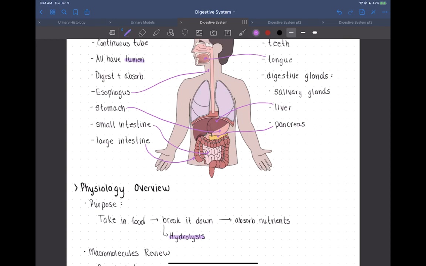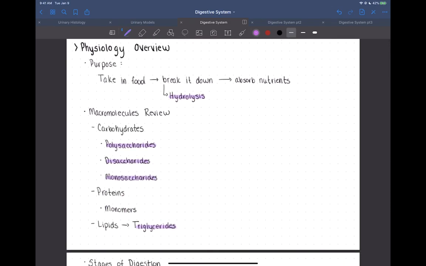Now let's talk about our overview of the physiology of the digestive system. What are all the functions that need to occur in the digestive system? For physiology, the overview purpose of the digestive system is for you to take in food. You're going to eat food, and you're going to break it down. A large part of that breaking down, that digestion, is going to occur through hydrolysis. And hopefully you remember that hydrolysis is where you add water to break a bond.